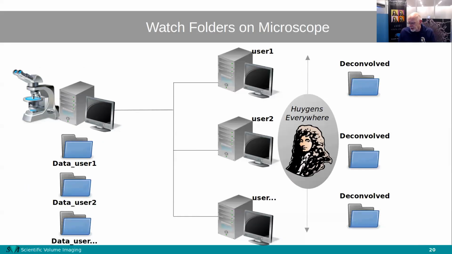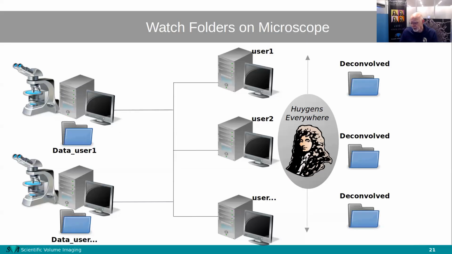And we can even have different setups with, for example, Huygens Everywhere, which is a kind of basic floating license that multiple users use on their computer. They connect Everywhere with a folder on the microscope that they use for their images, so they get their deconvolved data on their own computer. And that can of course be done with multiple microscopes. You can connect two different microscopes and extract the images from there onto your output folder.